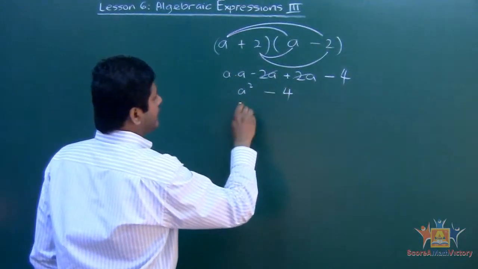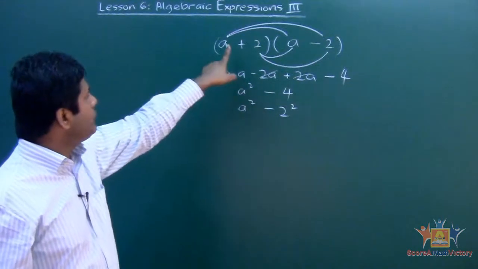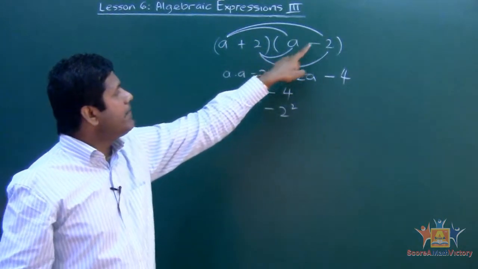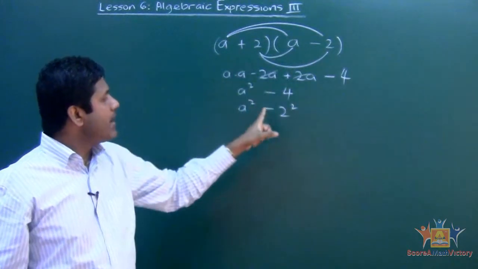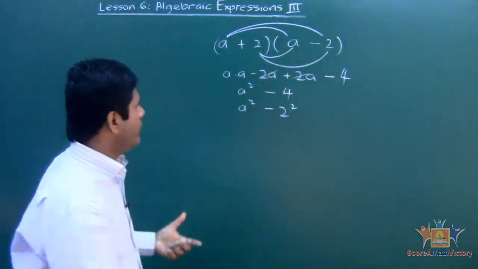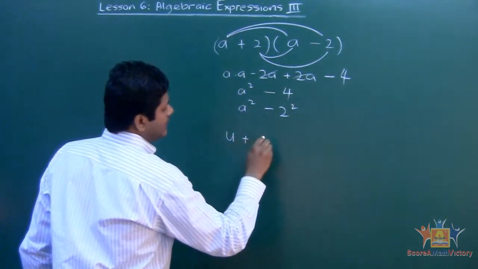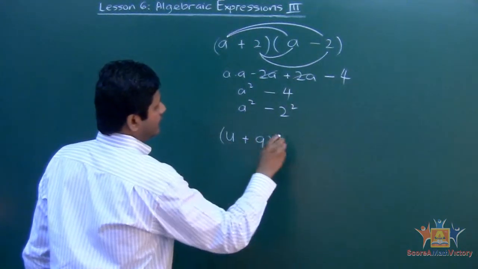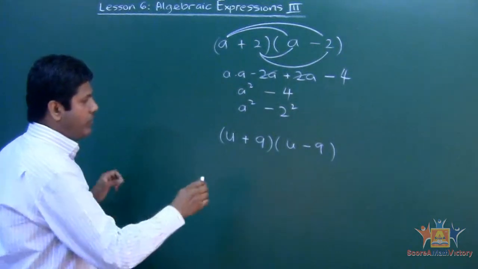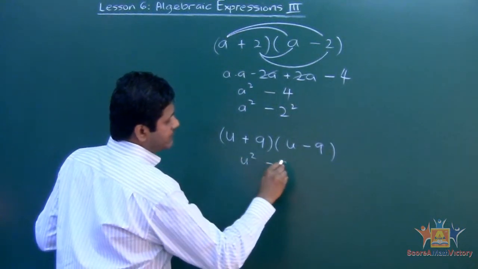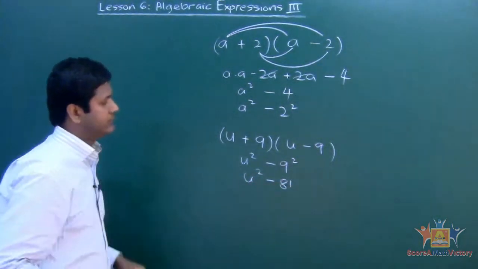Now look at this. I can rewrite this as a squared minus 2 squared. So when you have (a + 2)(a - 2) right there, it's a squared minus 2 squared you'll get. So in other words, if I were to expand, let's say for example, (u + 9)(u - 9), I know it's going to be u squared minus 9 squared. So in other words, u squared minus 81.